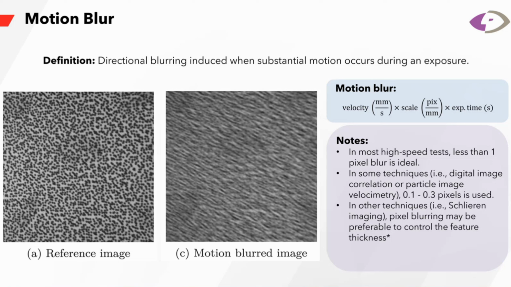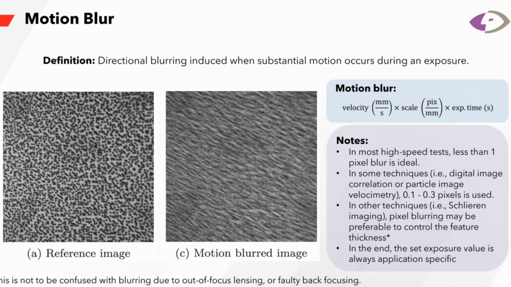But in the end, the set exposure time is always application dependent, and there's no one size fits all exposure for a camera. And just a last note, this is not to be confused with blurring due to out of focus lensing or faulty back focusing. If you see a lot of directionality in your blurring, generally that's going to be a motion artifact.